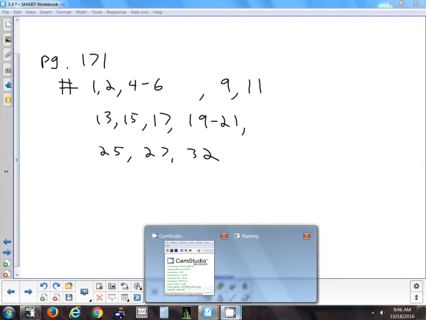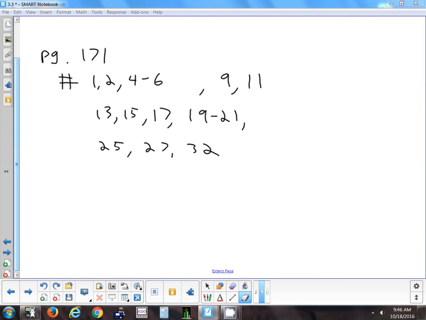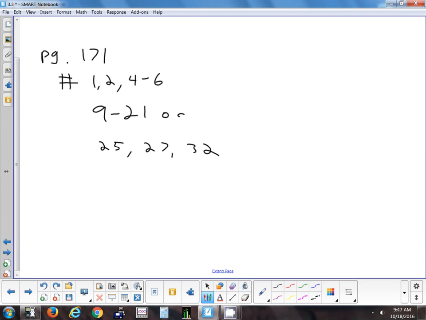All right, so homework tonight. You could just simplify this and say 9 through 21 odd. Okay, so it's 1, 2, 4 through 6. And you know what? Just do 9 through 19 odd. Okay, 9 through 19 odd. And then 25, 27, and 32. So we'll take a look at that. We'll go over it tomorrow. Just a reminder, I will be here for extra help on Thursday, in case anybody wants to stop by before the test.